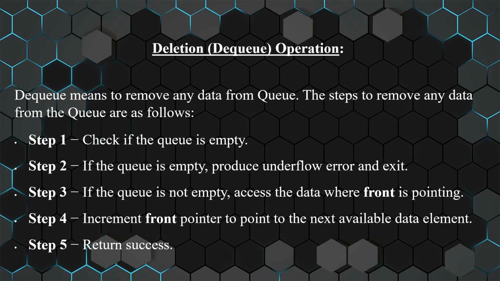Dequeue means to remove any data from the queue. The steps to remove any data from the queue are given below, and for doing so we have to check whether the queue is empty. If the queue is empty, we are going to produce an error, that is underflow error, and exit. If the queue is not empty, we are going to access the data where front is pointing currently, and we are going to store that data so that it can be used for future reference, and we are going to increment the front pointer to point to the next available data element and return success.